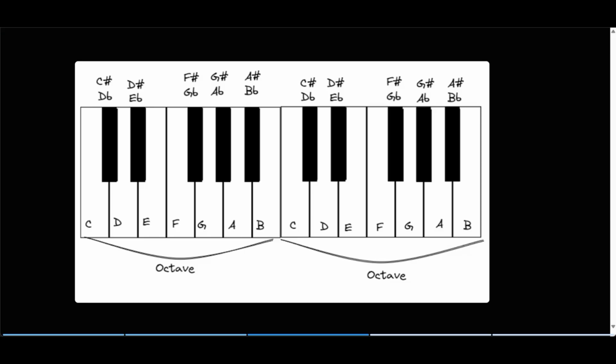And these things are sharps, something like a hash here. These are called sharps, and these are called flats. I'll get to it in the black notes lesson, the next lesson.